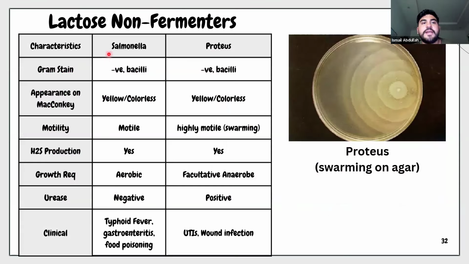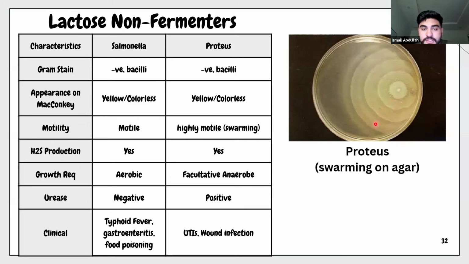But now, moving on to lactose non-fermenters. Yes, you would get questions on others, but the high yield ones, like they always show up, are Salmonella and Proteus. Now, they're both gram-negative bacilli. They're both yellow or colorless on MacConkey because they do not use lactose. And they're both motile. But Proteus is highly motile to the point that you can even tell it's Proteus just from the way it appears on an agar dish. This is called the swarming effect.